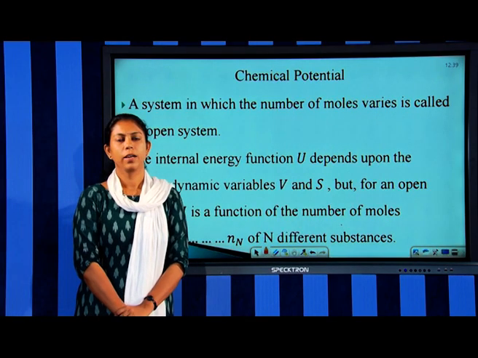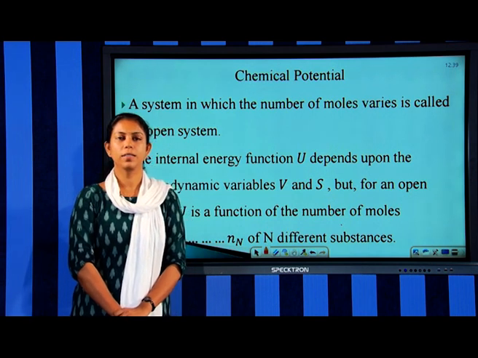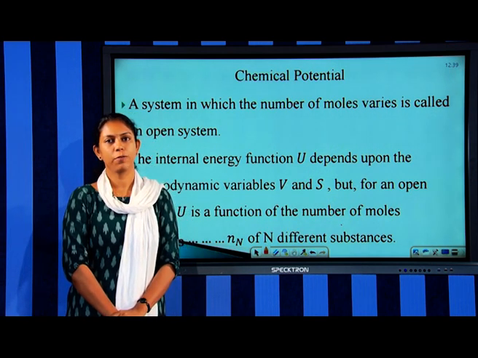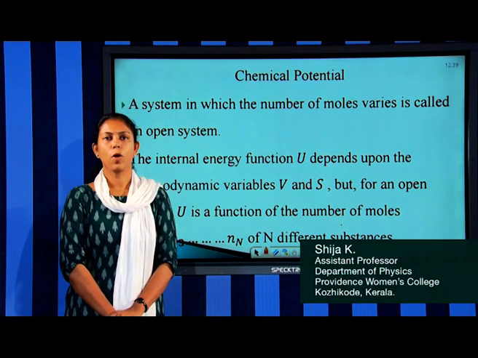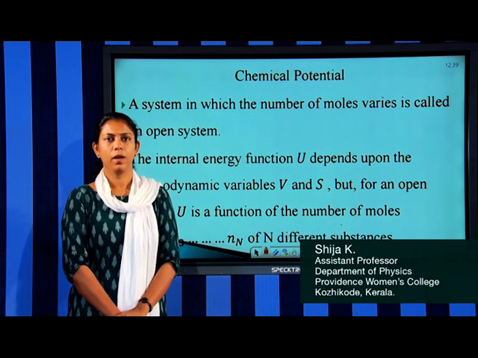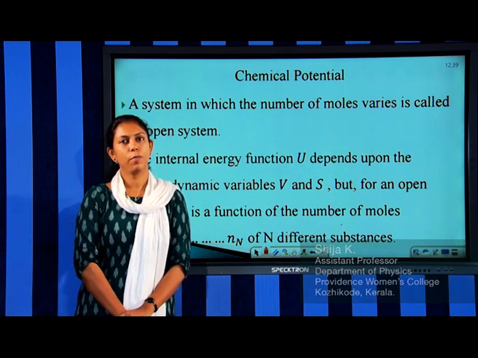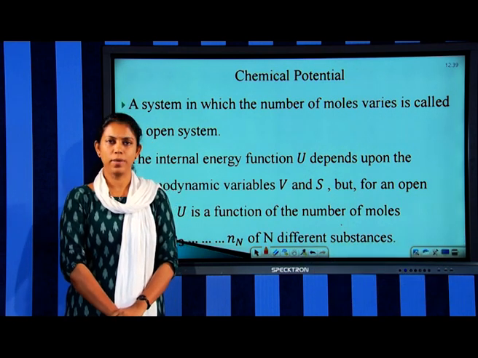Welcome back. In the previous session, we discussed the thermodynamic functions of a closed system. Now, we can discuss some properties of an open system. A system in which the number of moles varies is called an open system.